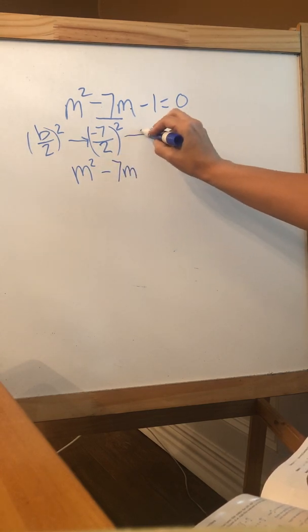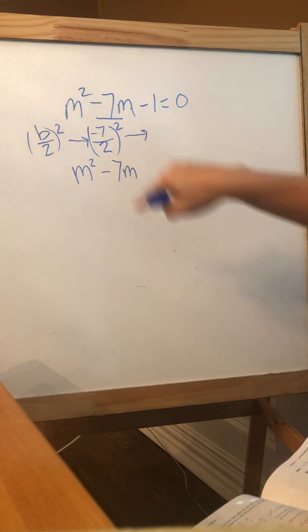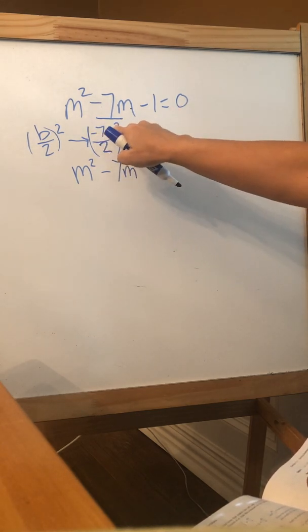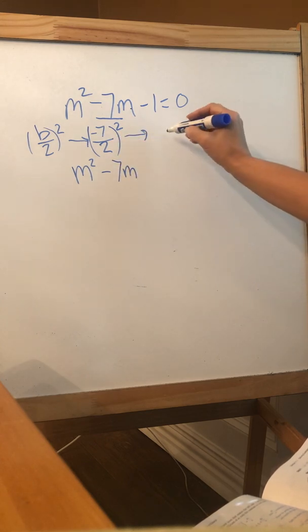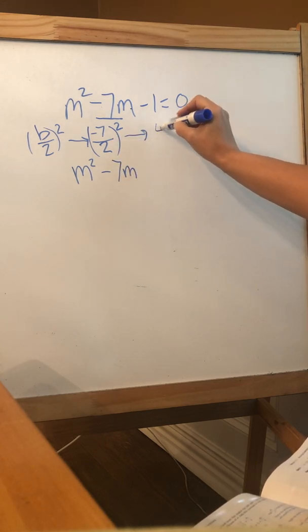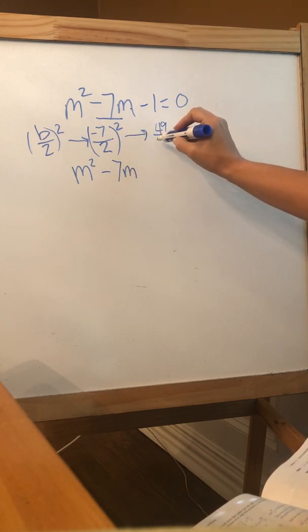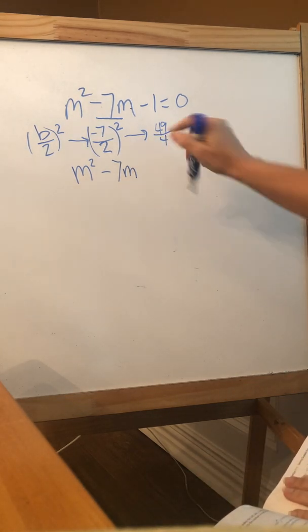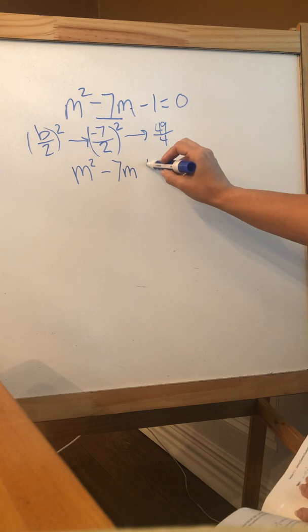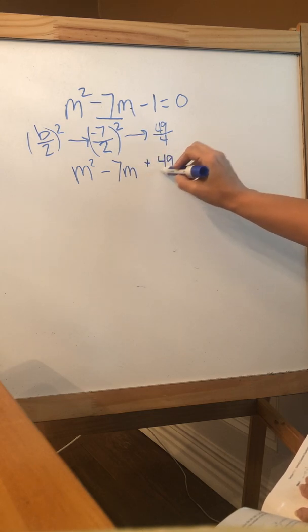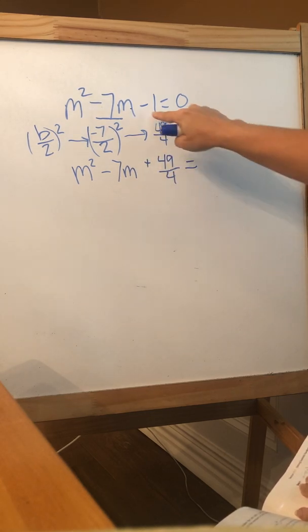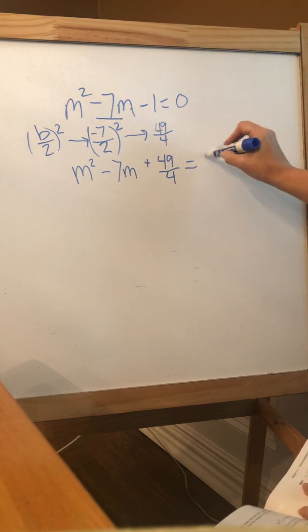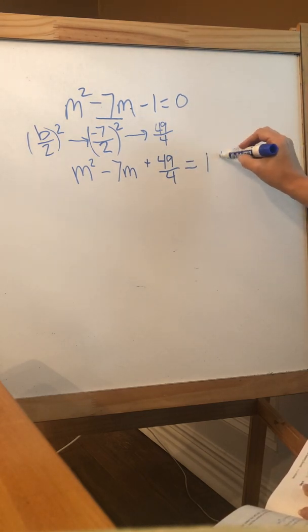So what is negative 7 over 2 squared? When you're squaring a fraction, you just square the top and you square the bottom. So you have 49 over 4. And it's positive, so we're going to add that to both sides. So plus 49 over 4 here, and now we have moved this 1 over here, so we have 1, and we're going to add 49 over 4 right here.